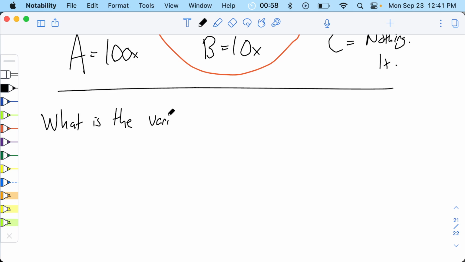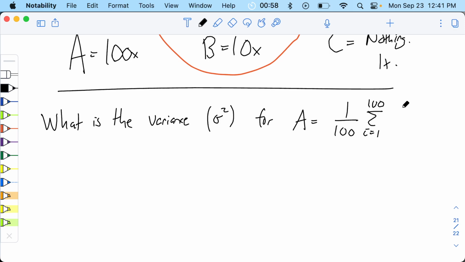The variance is sigma squared for A, which is the sum of 100 things. What do I call them? Xi's? Okay. So if you know the variance, if you take the square root of the variance, that tells you how far you need to go. The square root of the variance tells you how far you need to go.